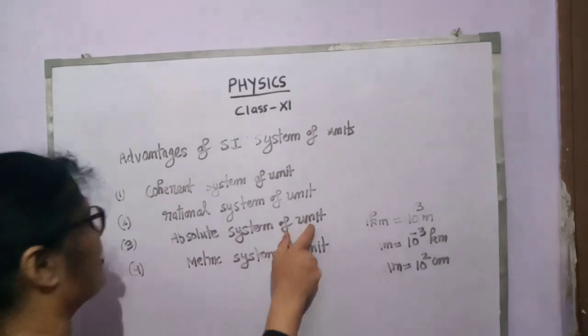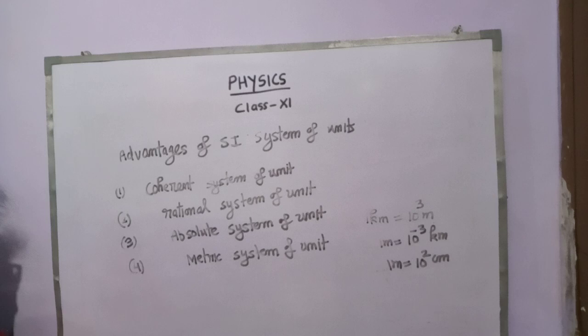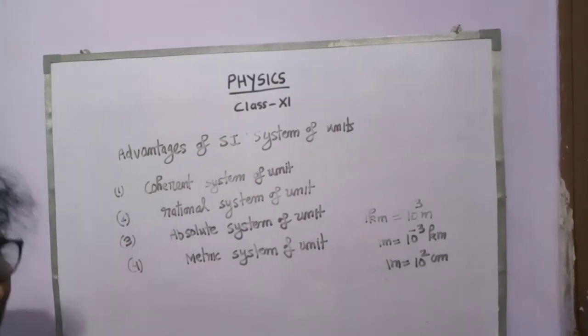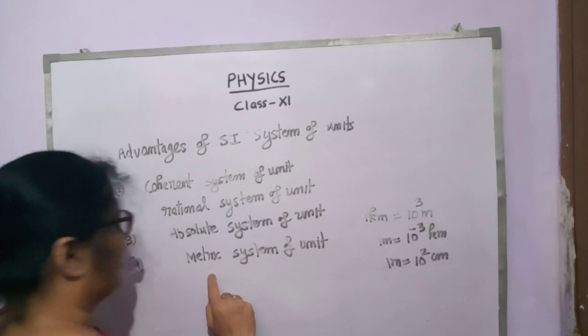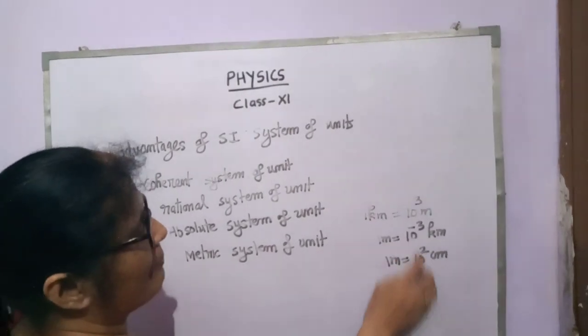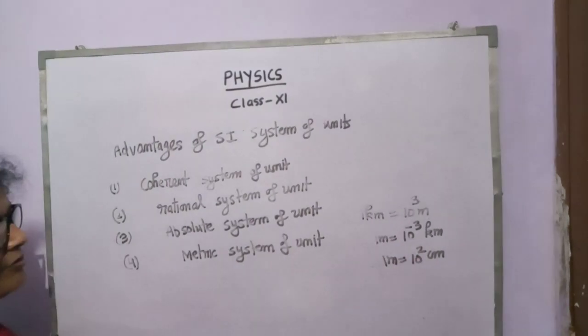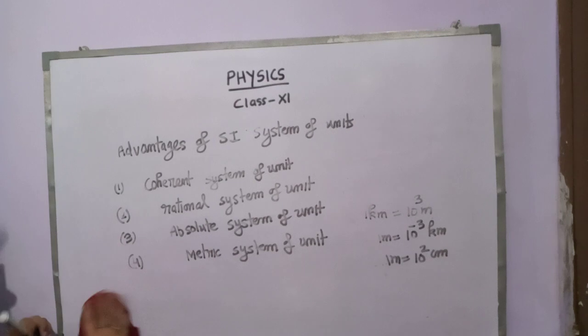Absolute system of units, that means the factor G is not present here. It is free from the factor G. Number four, metric system of unit, all the multiples and submultiples can be expressed in the power of 10, which you can see from here. So that is the end of the advantages of the SI system of unit.